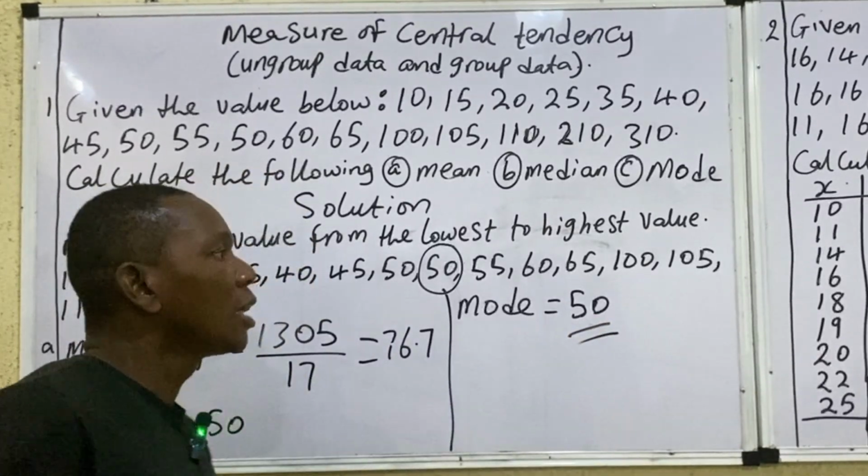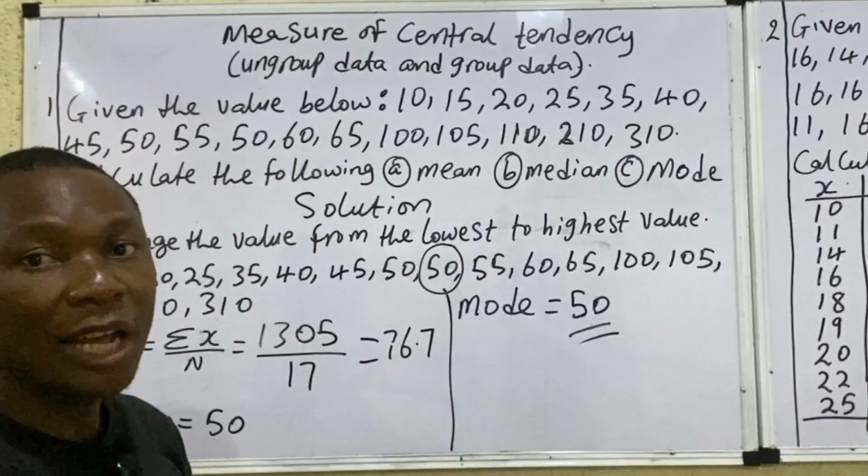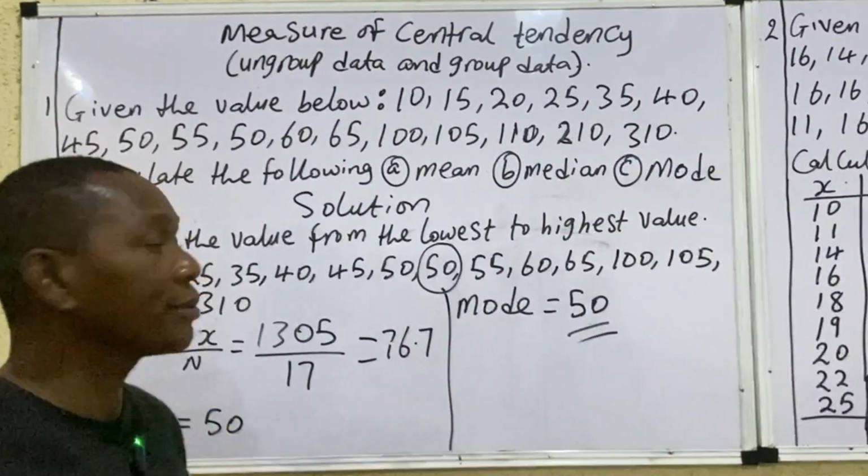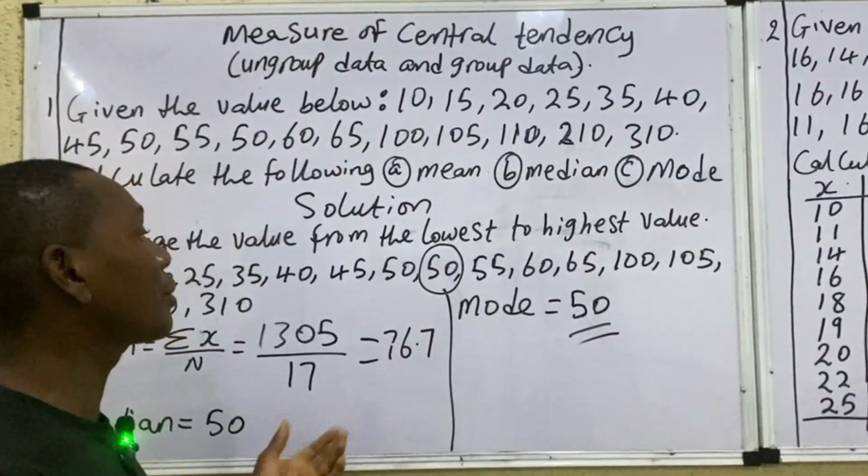Note, this first ungrouped data does not involve a frequency table. The reason I'm not involving a frequency table is this.